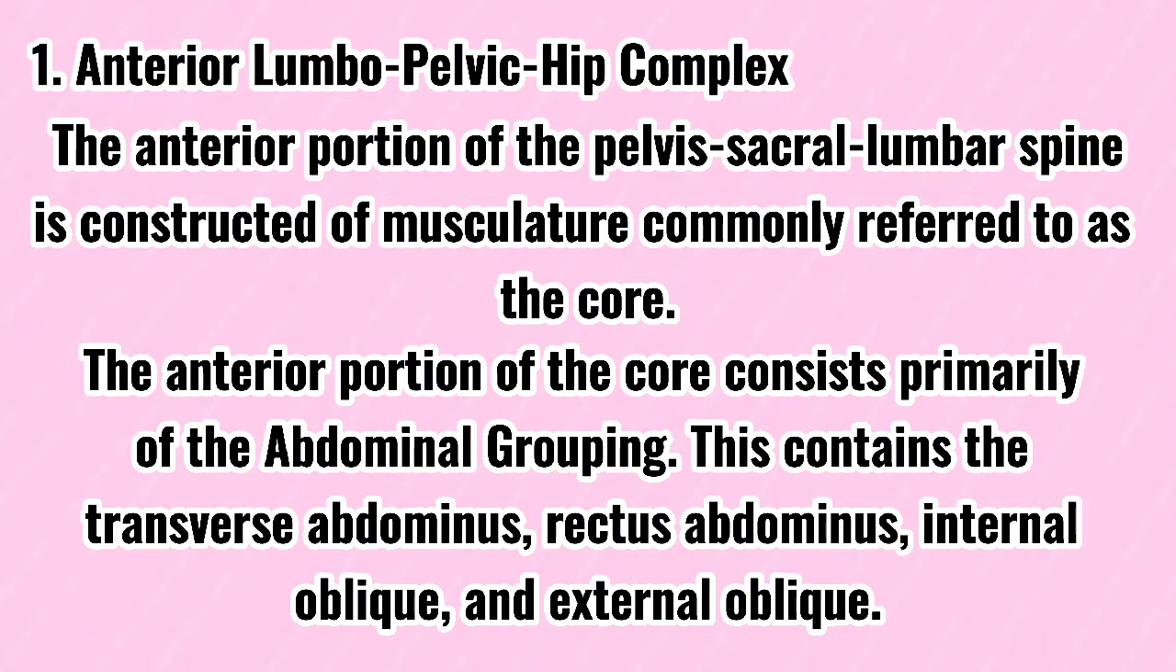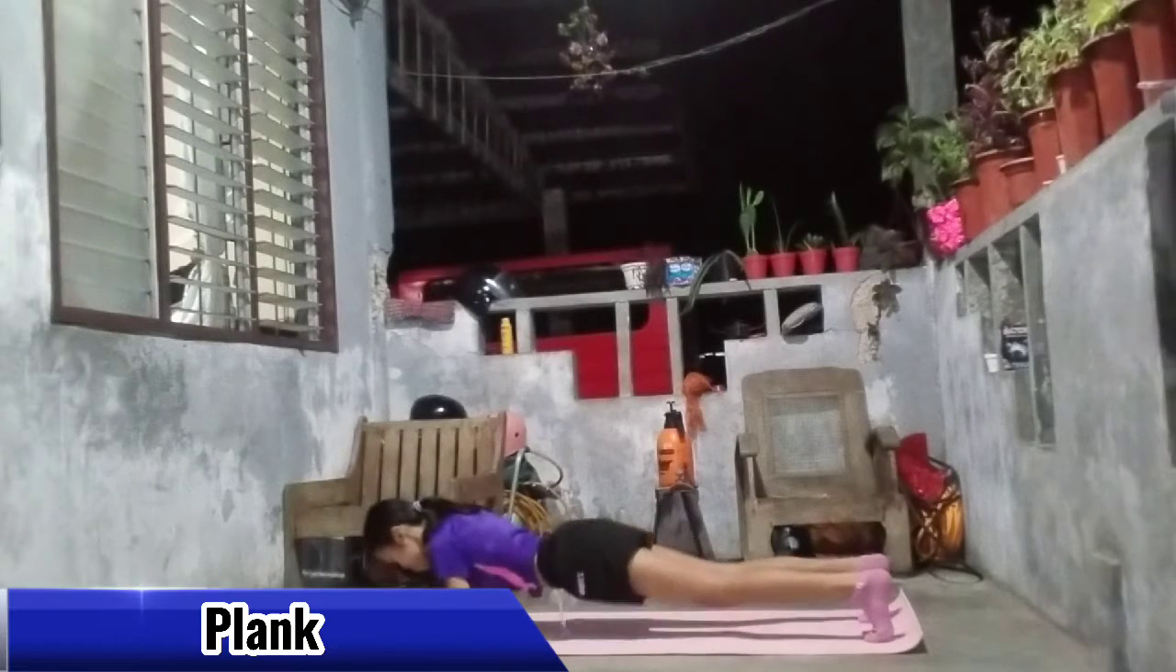Anterior lumbo-pelvic hip complex. The anterior portion of the pelvic-sacral lumbar spine is constructed of musculature, commonly referred to as the core. The anterior portion of the core consists primarily of the abdominal grouping. This contains the transverse abdominis, rectus abdominis, internal oblique, and external oblique.